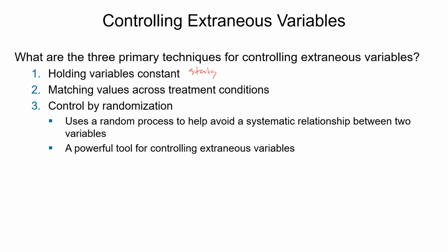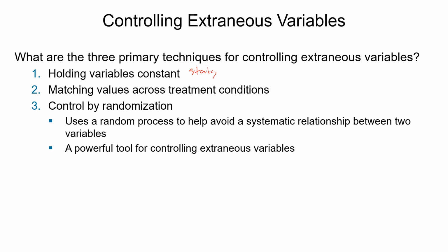And then the final thing is using randomization. Using randomization, you basically make sure, and it says to help avoid a systematic relationship between the two variables, that the error is systematic, meaning the effect of that variable is the same in all treatment conditions.